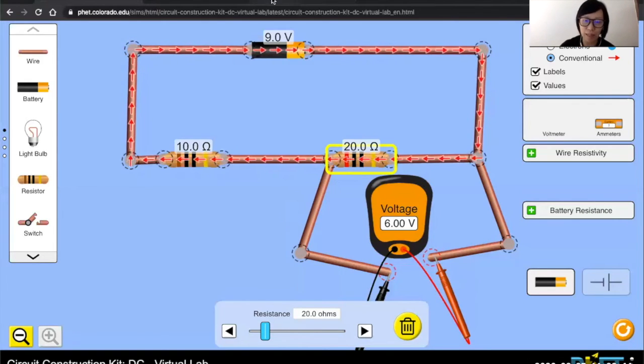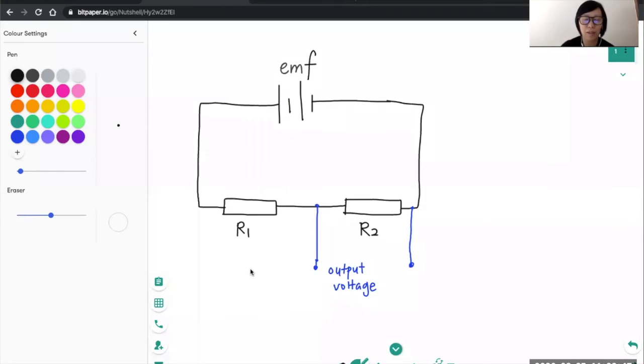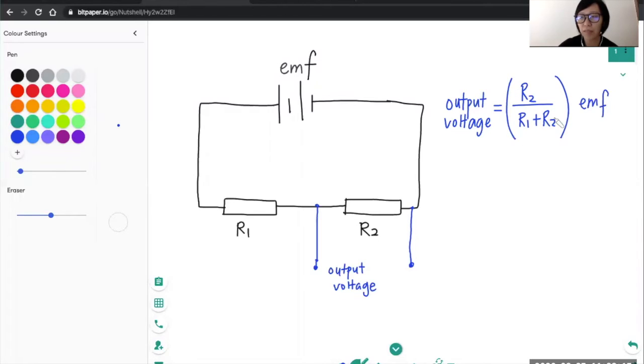Now, how does this look when we are calculating? I drew a circuit that looks pretty similar to what we did earlier. Instead of a bulb or a voltmeter, I have put this as the output voltage. The value of the output voltage can be written as the ratio of R2 to the total resistance, multiplied by the EMF. So it's the ratio of the resistance R2 to the total, and the output voltage to the EMF, which is the total voltage supplied to the circuit.